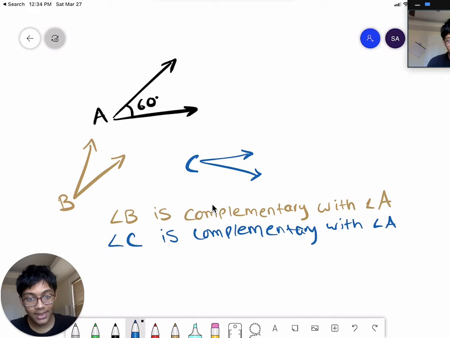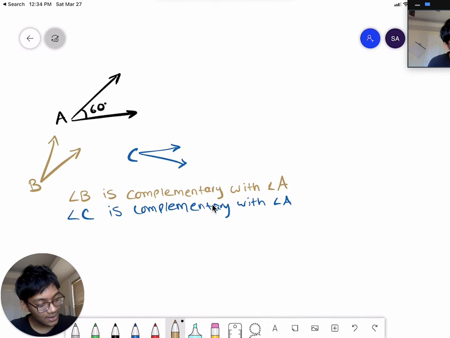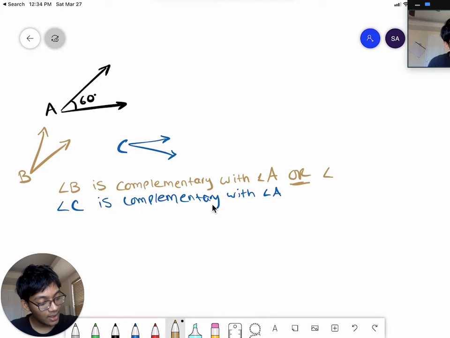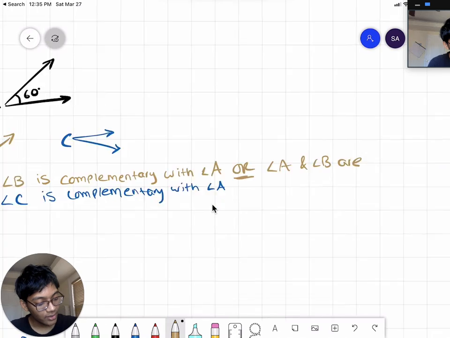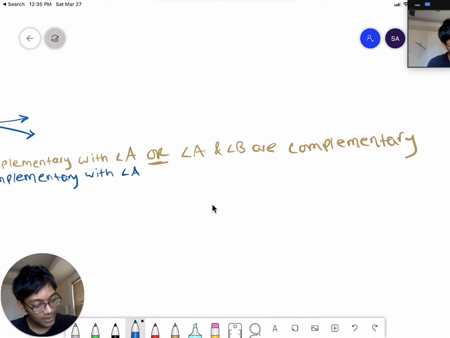Another way I could state this is angle A and angle B are complementary, angle A and angle C are complementary. In fact, let me do that. You're going to see these things written a lot of different ways, so you got to get used to them, right? Angle A and angle B are complementary, okay? And the other relationship we had is angle C and angle A are complementary.